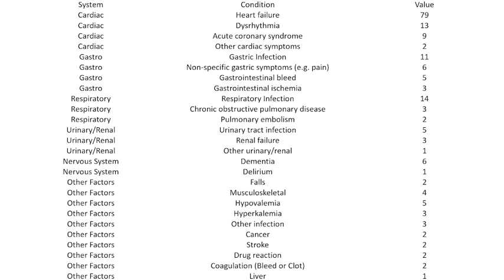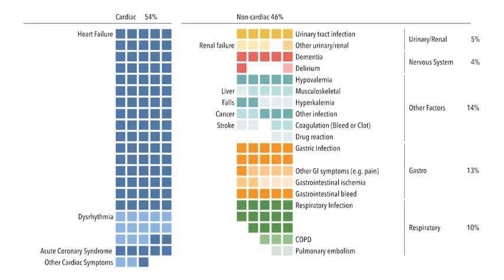What was interesting here was that if you look at about half of the patients, they were readmitted for heart failure. But the rest of the patients were admitted for a lot of other conditions. So we thought about how we can show this. There's 54% of the patient population that was readmitted for cardiac reasons, and 46% that was readmitted for non-cardiac reasons within, I believe, 30 days.